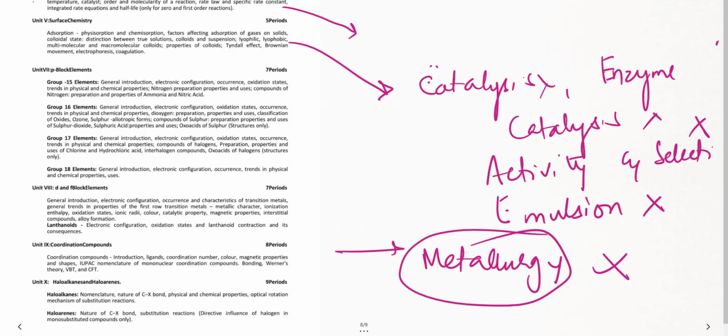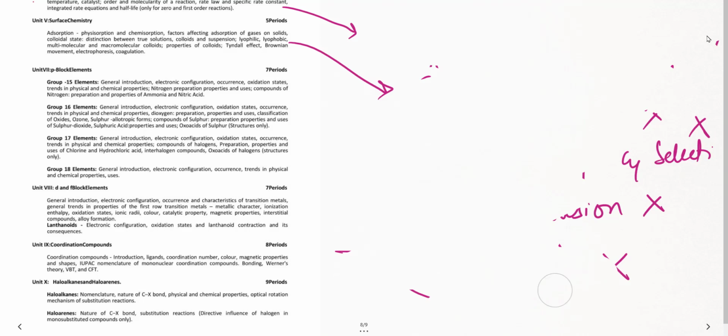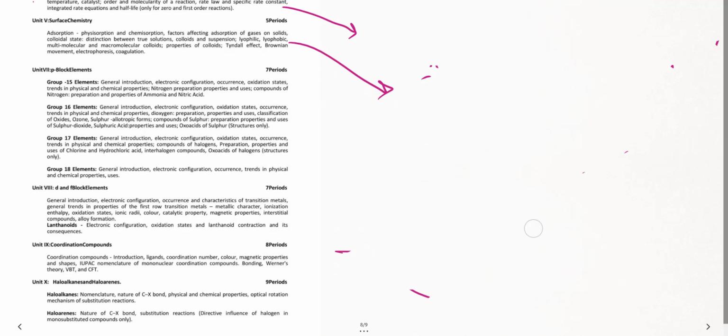Okay. Now let us see group 15 elements. Let me take the eraser. Right. This is done, students. So now when it comes to group 15, your group 15 is here. Let's see what is not there in group 15.